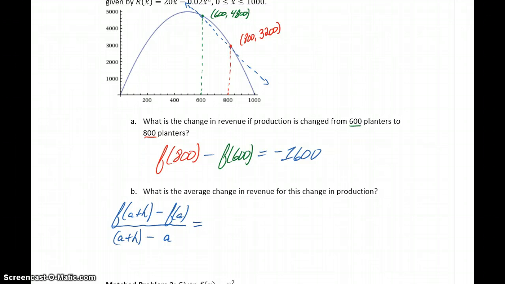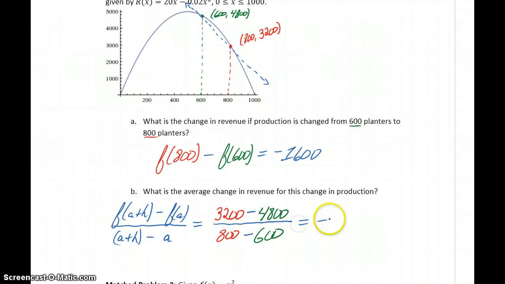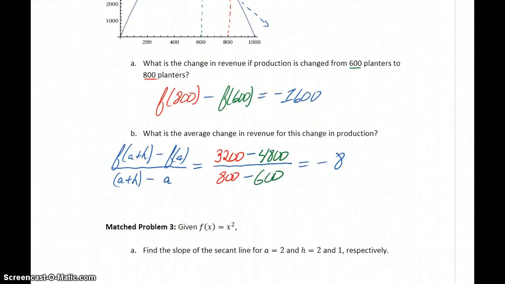So in this case, f of a plus h is our second function value, 3,200, minus f of a was our original function value, so 4,800, over a plus h, which is our second x value, minus a, which was our initial x value, gives us an average rate of change of negative 8.